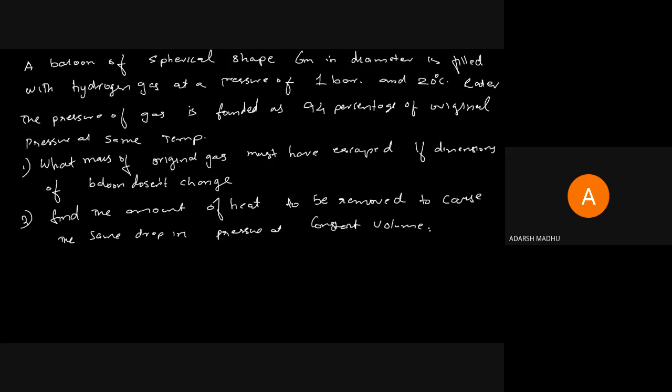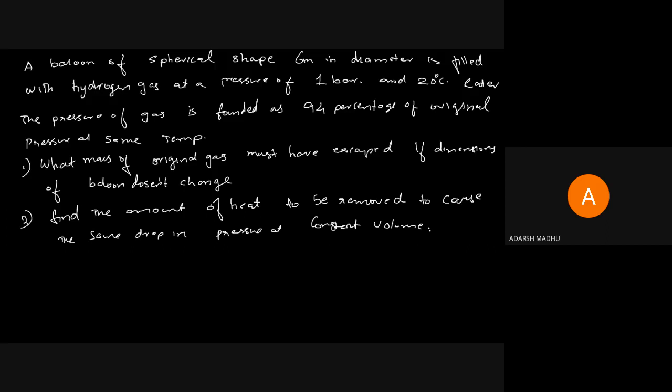After some time, the pressure decreases to 94% of the original pressure at the same temperature. What mass of the original gas must escape? Mass of the air escaped to reduce the pressure if the dimension of the balloon doesn't change. It means the volume doesn't change, and we want to find out the mass of original gas. PV equals MRT.